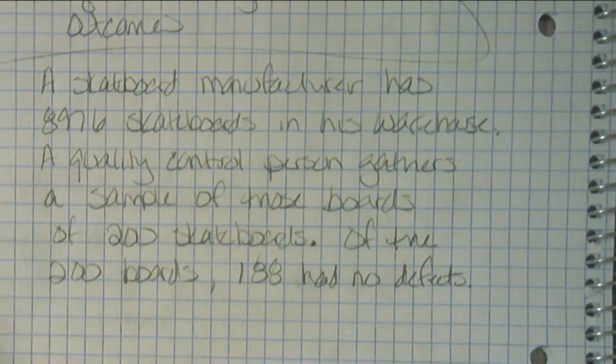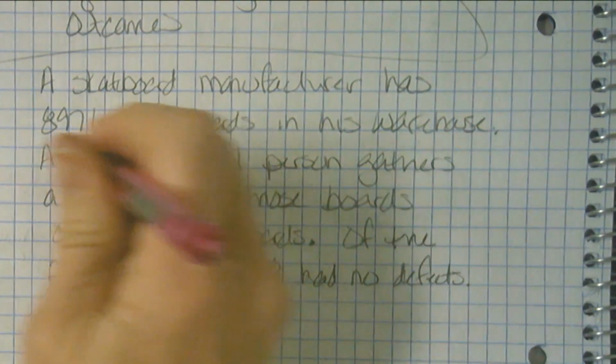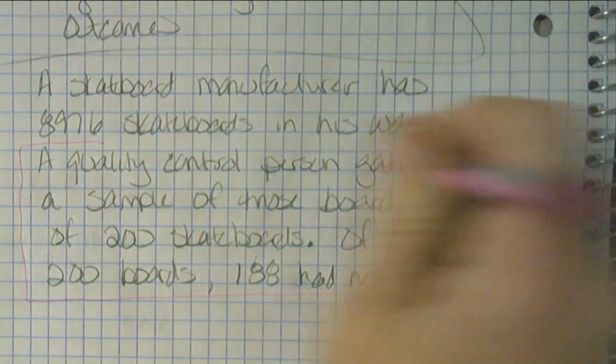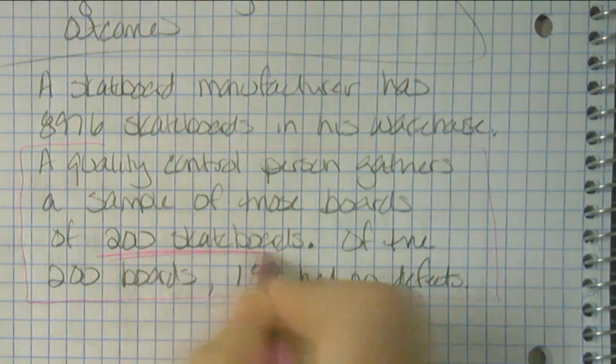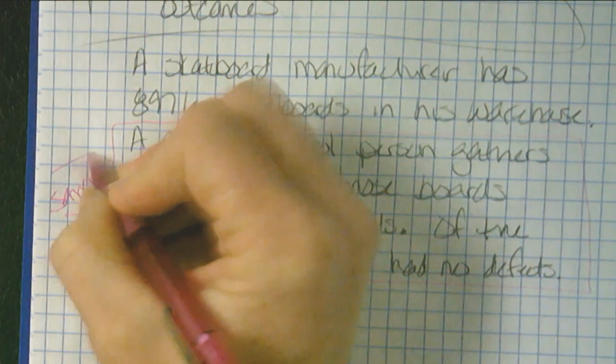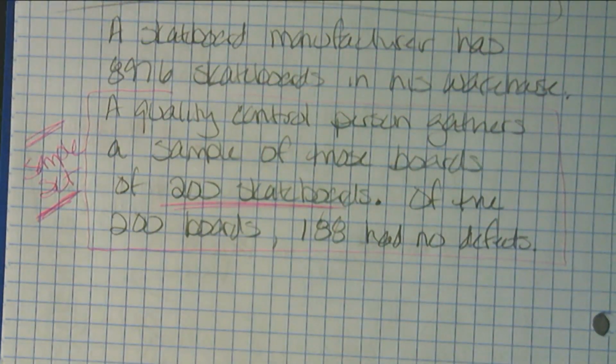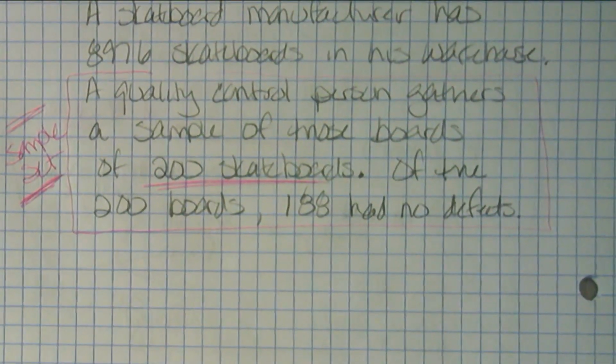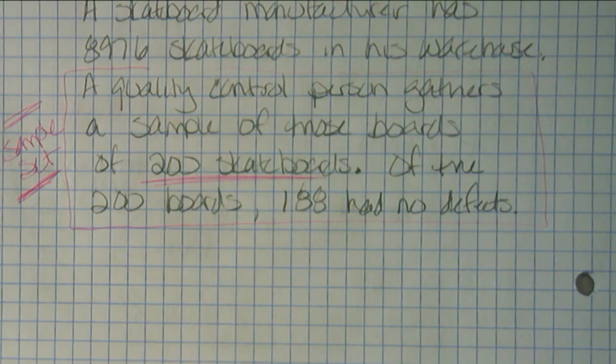All right, so this grouping here, this 200, that is our sample set. So the quality control people grabbed a sample set, a smaller amount of the overall boards, and we are testing those.